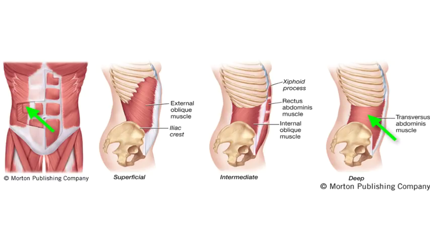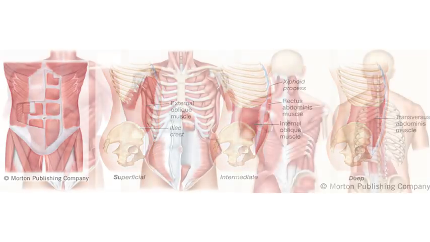Lastly, there is the transverse abdominals. These are not obliques. Obliques means angle. The striations of the muscles are transverse or horizontal. They are not at an angle, so they are not oblique. These muscles are the most deep muscles of the lateral abdominal muscles.